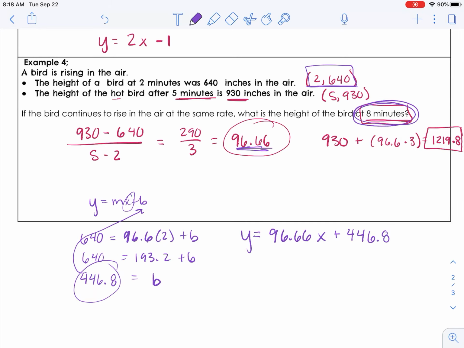Then I can just plug 8 minutes in for x now. I can put that right there. We'll plug in 8 minutes right there, and that's going to give us the exact same answer, 1,219.8. Whichever way you like to do that is up to you, but I wanted to show you both ways just in case. You can add the rate of change however many times we're changing, or you can plug in points to form an equation.